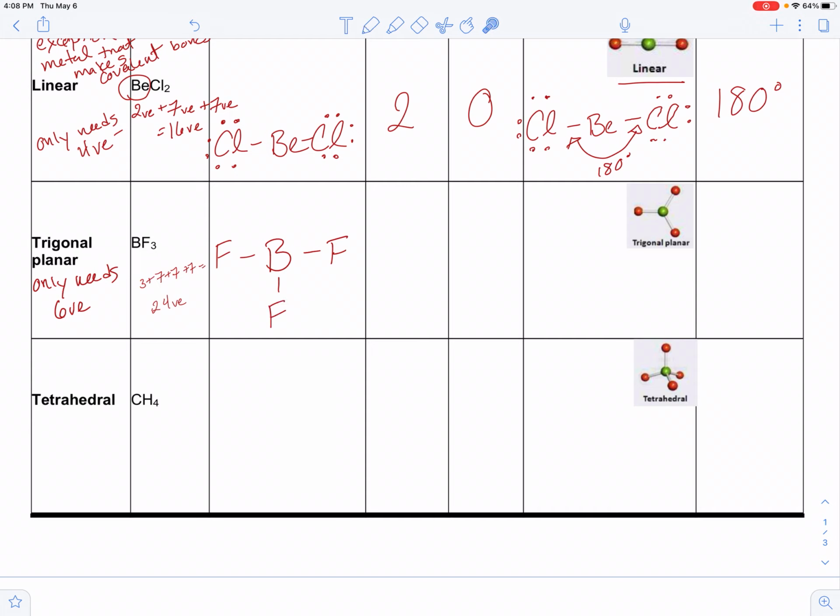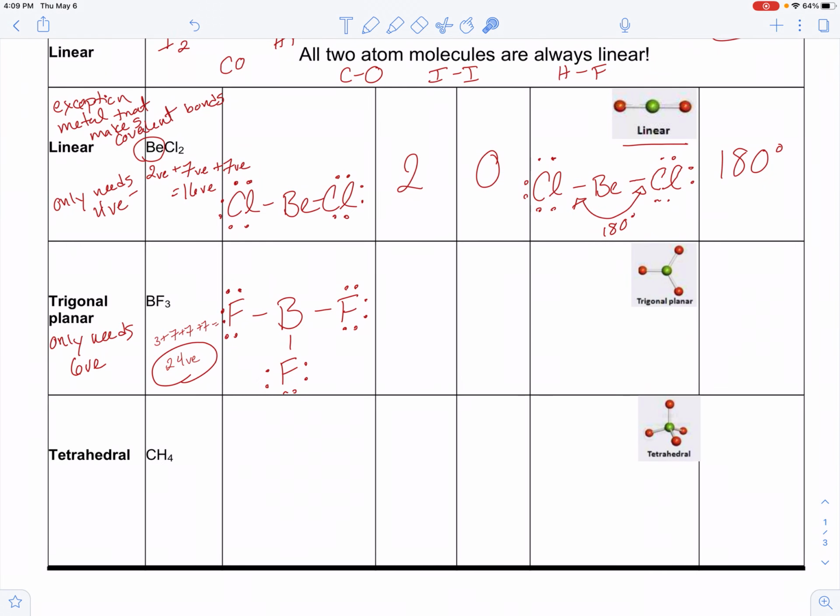Now again, boron is an exception, so it's happy with its 6. So then I'm going to finish drawing my picture by adding the remaining valence electrons onto fluorine. And if I were to count up all my valence electrons, it should add up to 24. So 2, 4, 6, 8, 10, 12, 14, 16, 18, 20, 22, 24. Great. Everybody's happy. So now let's take a look at how many branches I have.